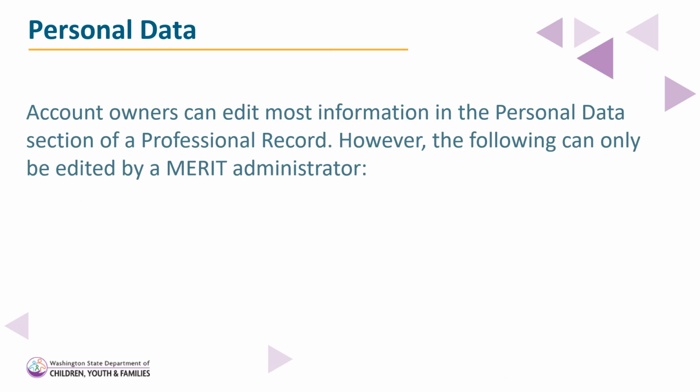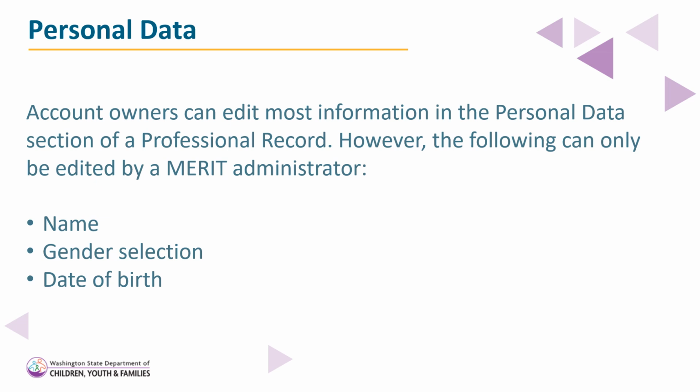Most information listed under the Personal Data section can be edited by you, the account owner. This includes email, contact information, and mailing address. However, certain information can only be updated or changed by a Merit administrator. This includes name, gender selection, and date of birth. This is because this information can be linked to a portable background check.